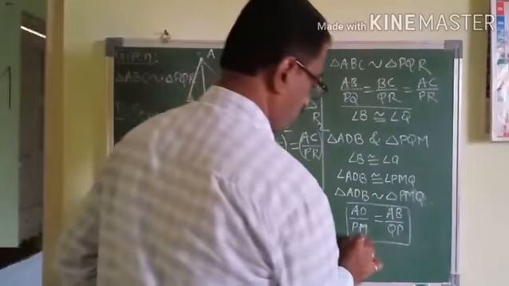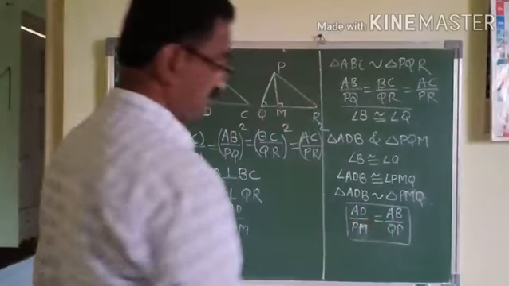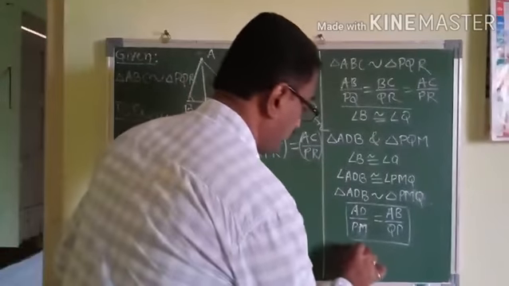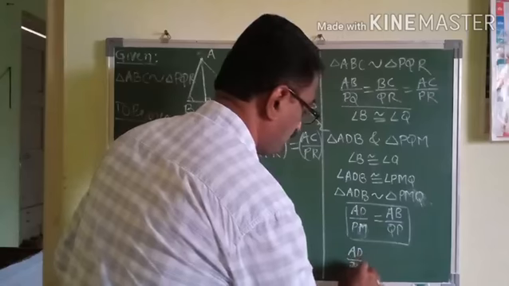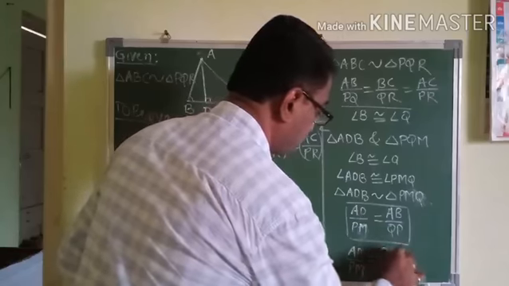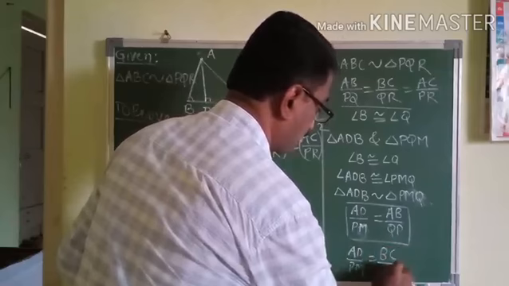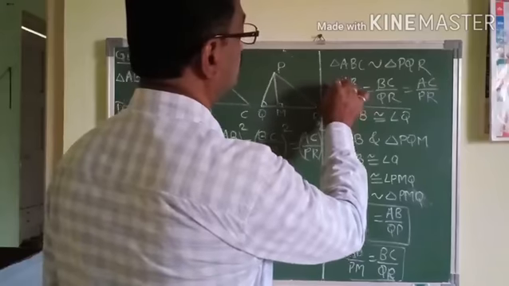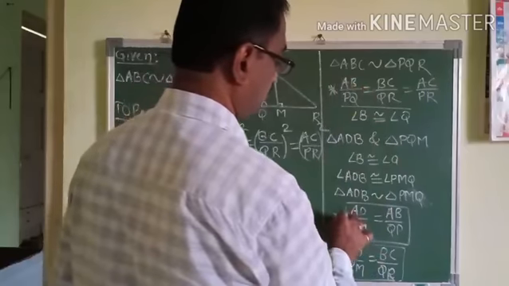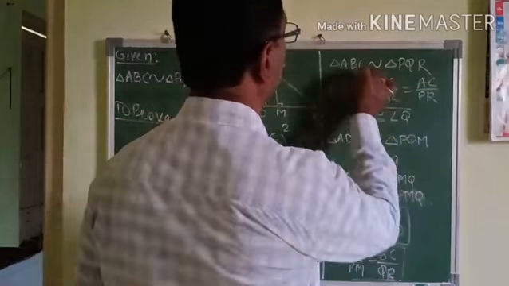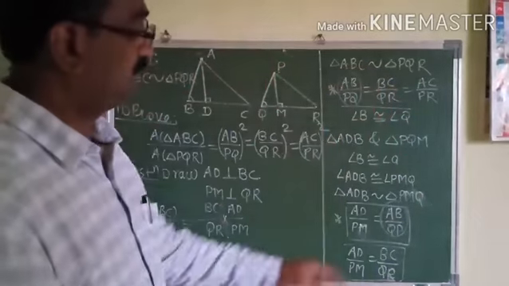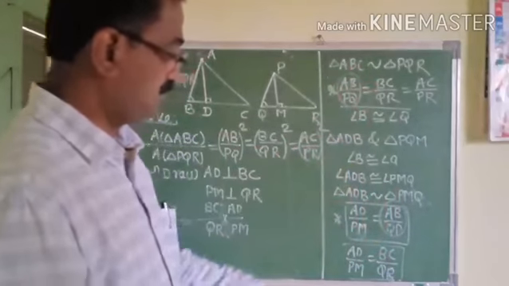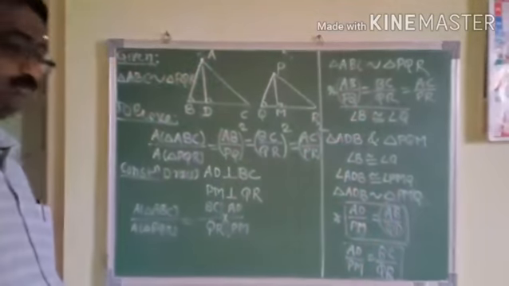Now see here, in this AB upon PQ is equal to BC upon QR. Here is AB upon PQ is equal to AD upon PM. So from these two statements we can write AD upon PM is nothing but BC upon QR. From this one and this one, here is also AB upon PQ, here is also AB upon PQ. Therefore BC upon QR is equal to AD upon PM. So AD upon PM is equal to BC upon QR.